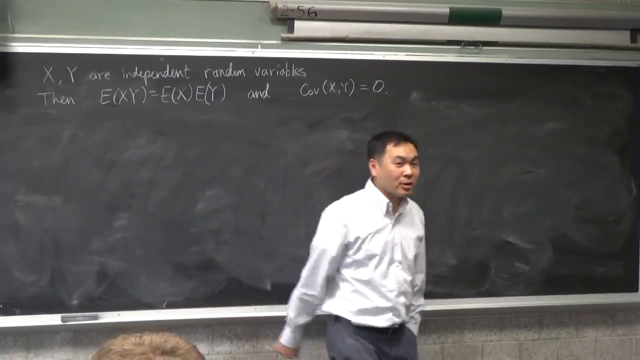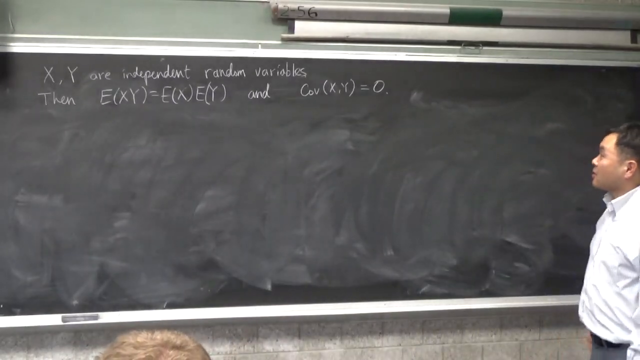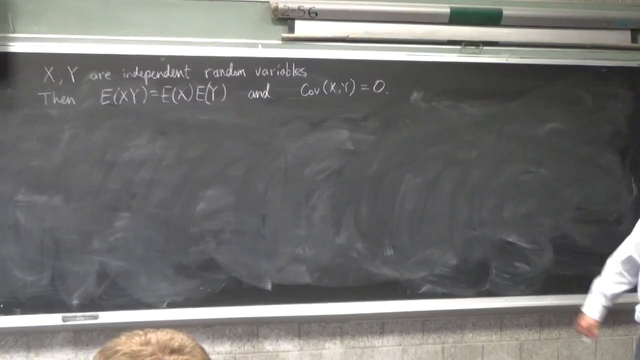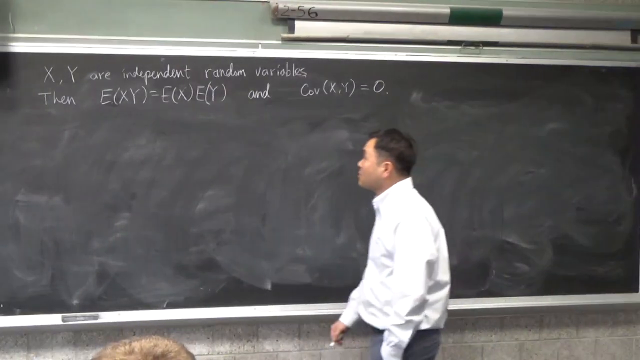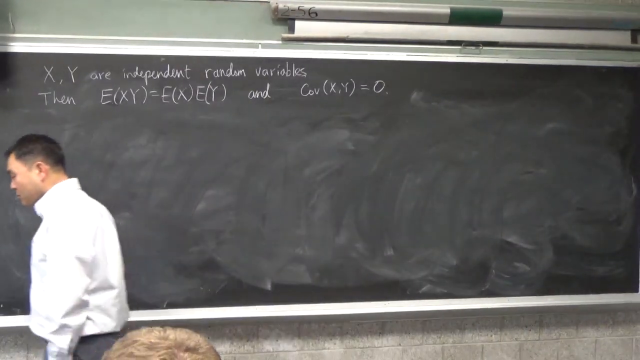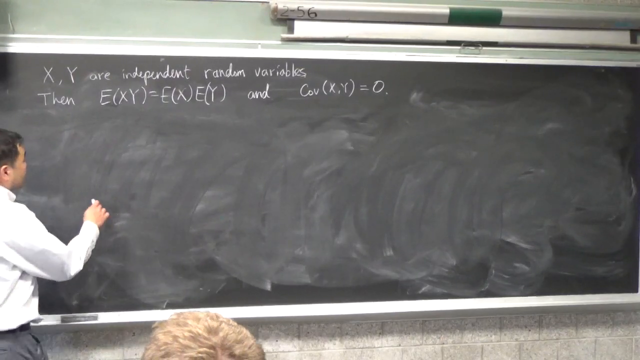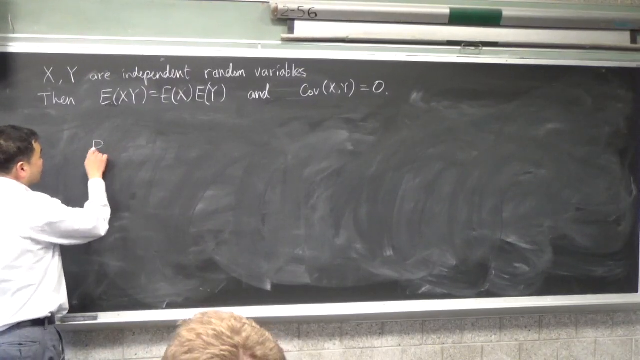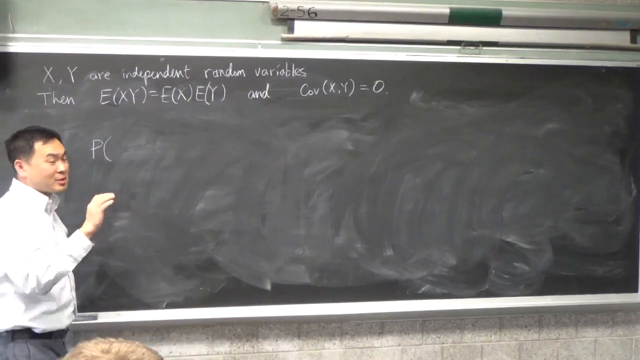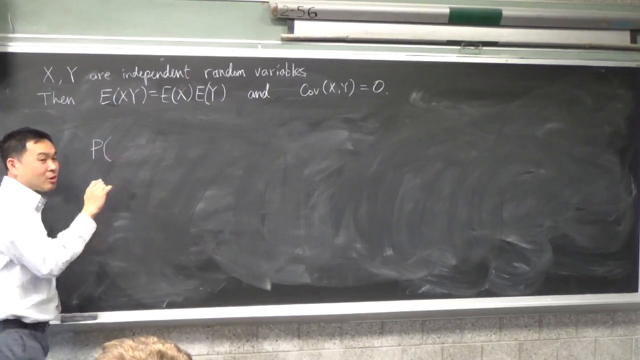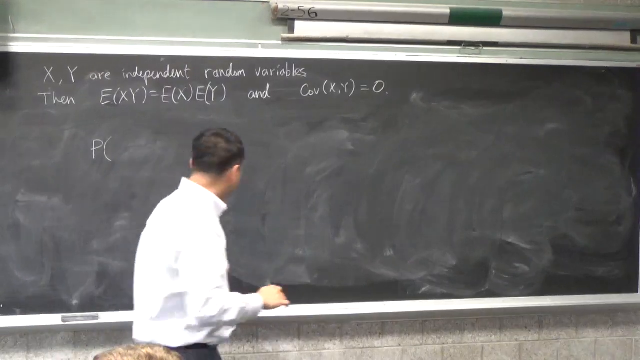Okay, so let's try to prove some basic stuff about independent random variables. So let's talk about independence just a minute, because we did talk about it, but it wasn't really so clear.